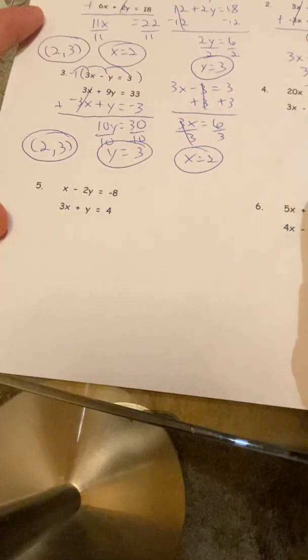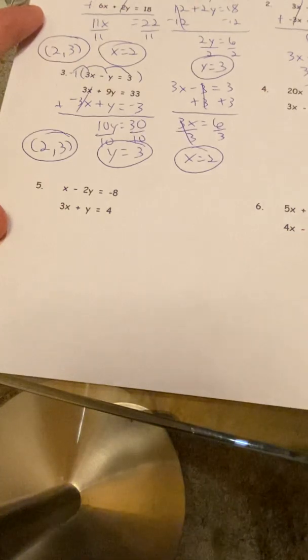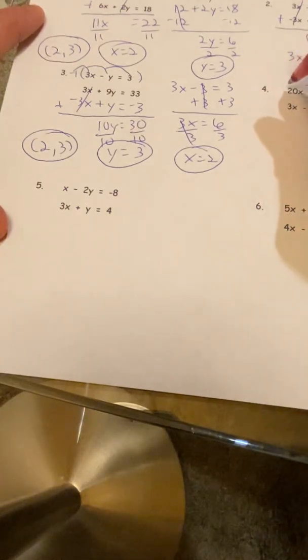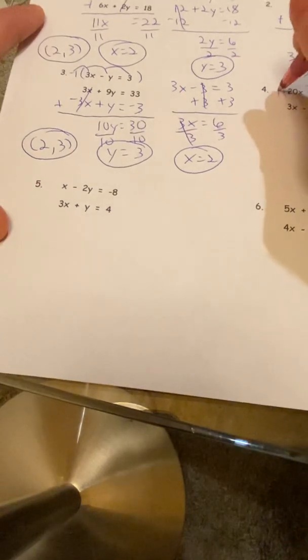Negative 5y and negative 5y. If we add these as is, they won't cancel. You end up with negative 10. So what we have to do is multiply by a negative 1.